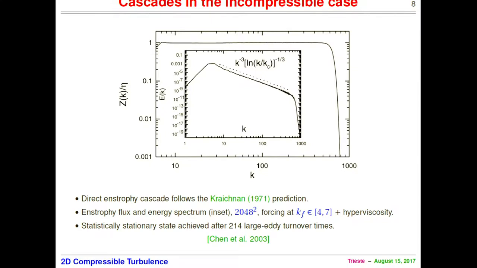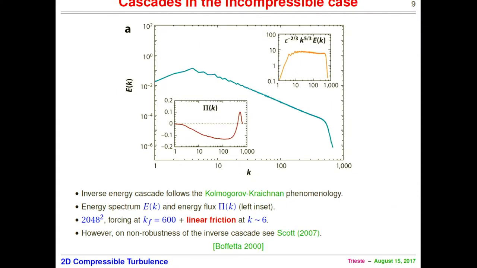The spectrum scales like k to the minus 3 with logarithmic correction, but there are so many orders of magnitude here that you cannot really guess about the quality of this spectrum. As far as the inverse cascade goes, the Kolmogorov slope was also reproduced in numerical simulations by different groups, so this is just one example.